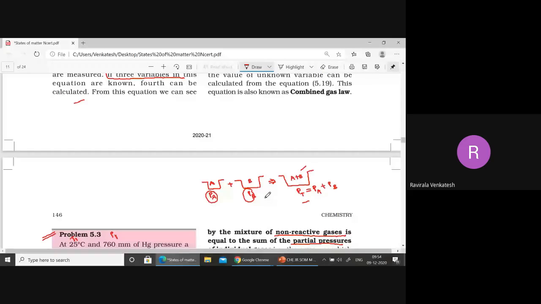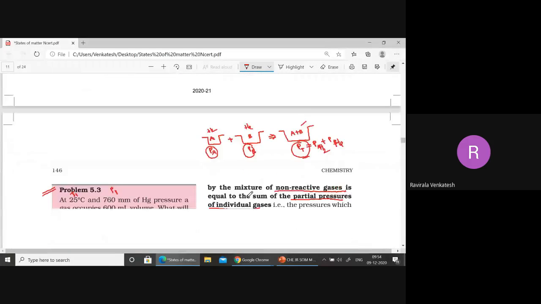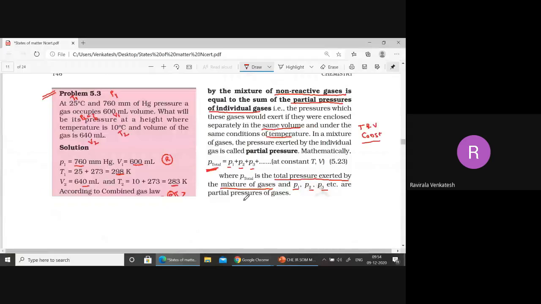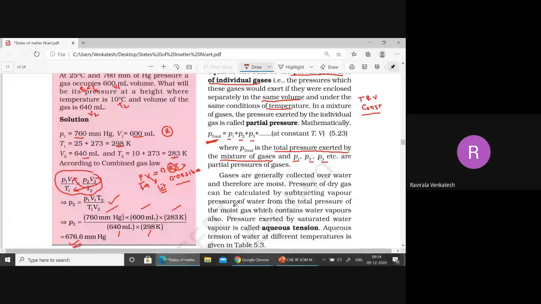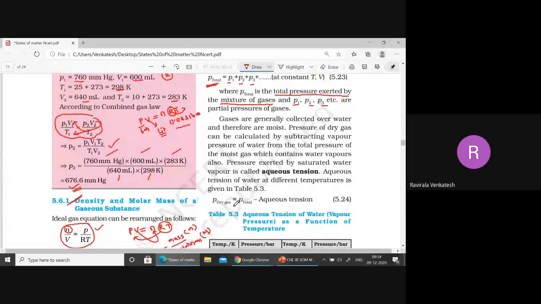For example, I have taken hydrogen and helium. Now, what is the total pressure equal to? We can write the partial pressure of hydrogen plus the partial pressure of helium is equal to the total pressure. Understood? What is Dalton's law? Very important, and the formula is also important. Understood? Say yes or no. Yes, sir.